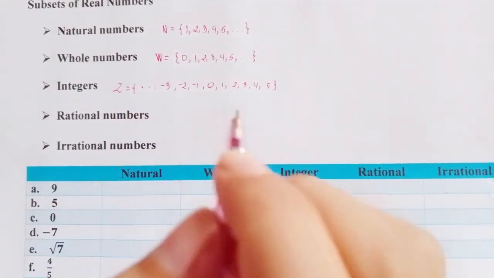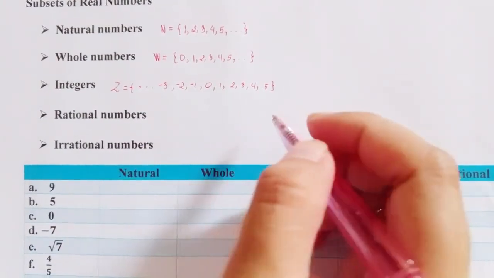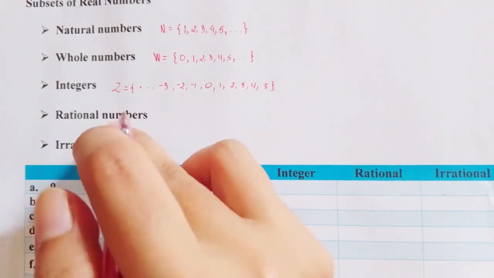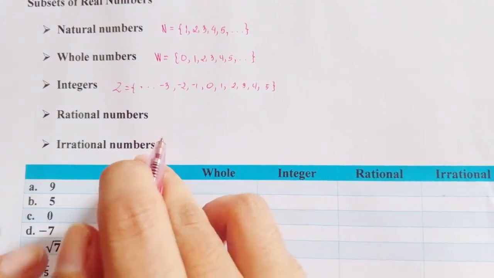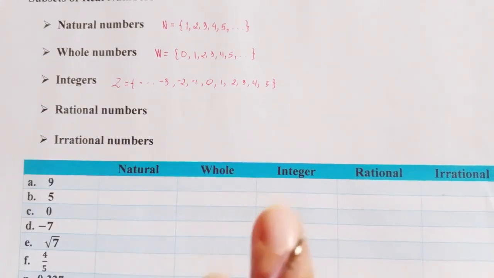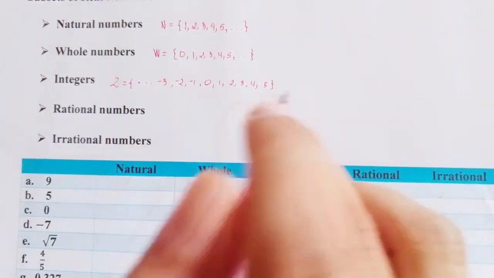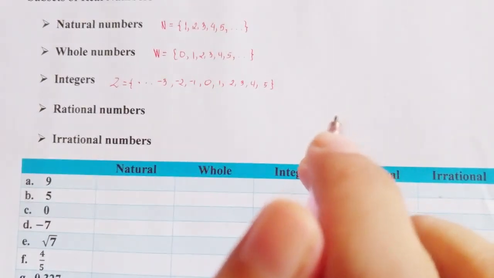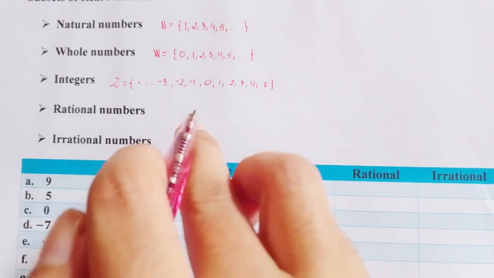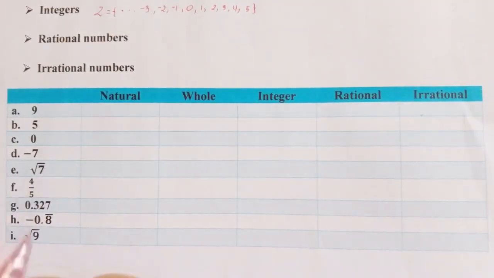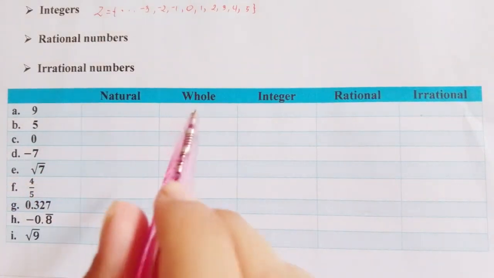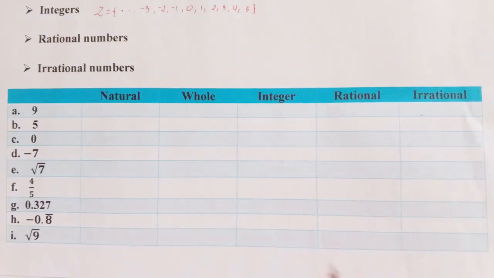Rational numbers can be written as a fraction. Irrational numbers are the opposite of rational numbers. Irrational numbers cannot be written as a fraction, and their decimals are non-terminating and non-repeating. For rational numbers, the decimals either terminate or repeat. Okay, let's see this table right here. We have to classify these numbers as natural, whole number, integer, rational, or irrational numbers.